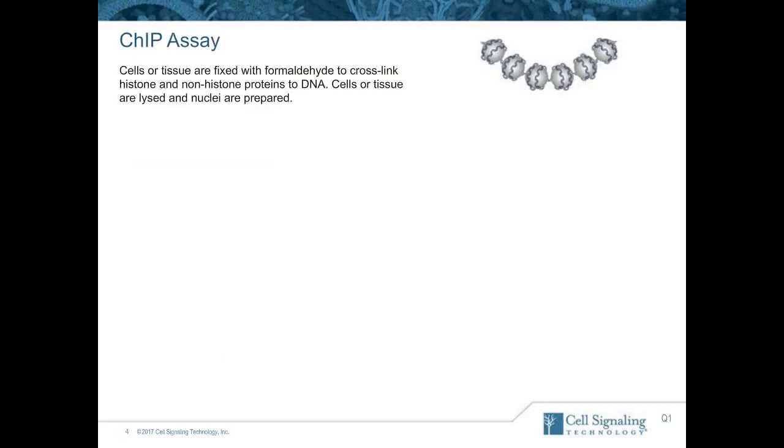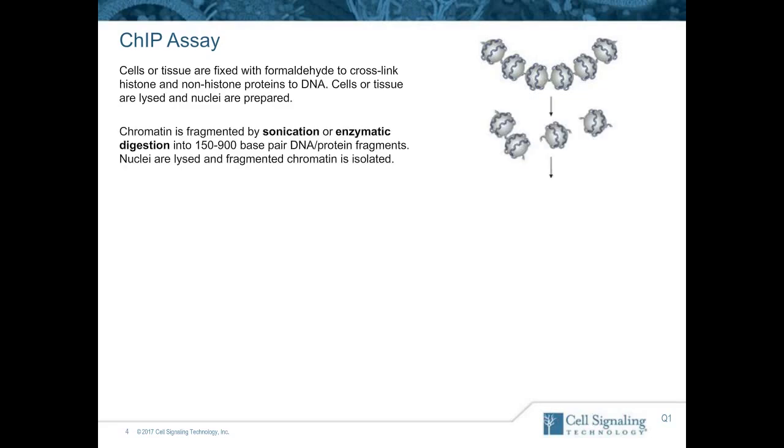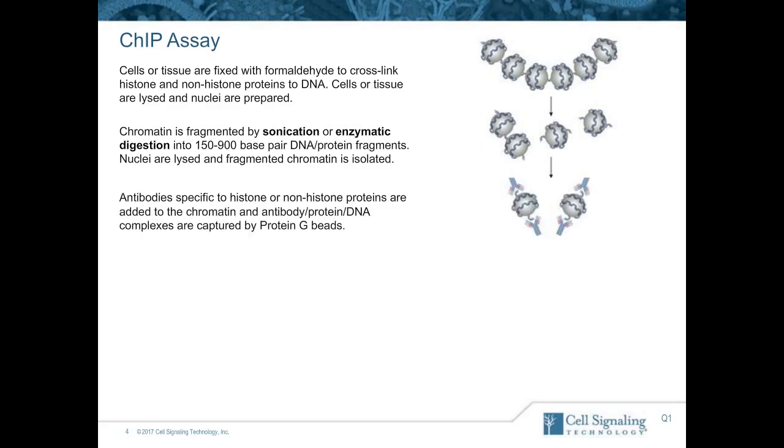Now in the ChIP assay, cells or tissues are first fixed with formaldehyde, and this cross-links histones and non-histone proteins to the DNA. The cells or tissue are then lysed and nuclei are prepared. Chromatin is fragmented either by sonication or enzymatic digestion into 150 to 900 base pair DNA protein fragments. Once that is done, the nuclei are lysed and fragmented and chromatin is isolated. We then can add antibodies that are specific to histones or non-histone proteins, and then we add protein G or protein A beads to help IP and enrich these antibody chromatin fragments from the chromatin sample.